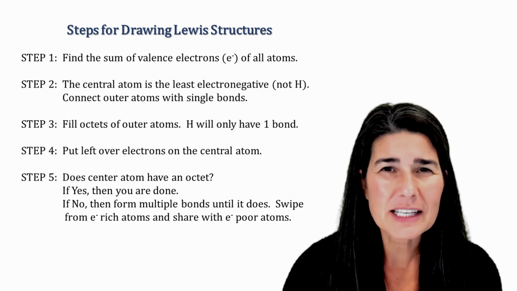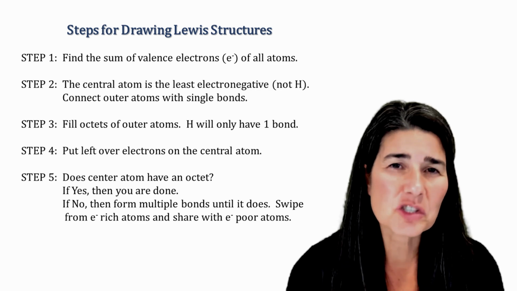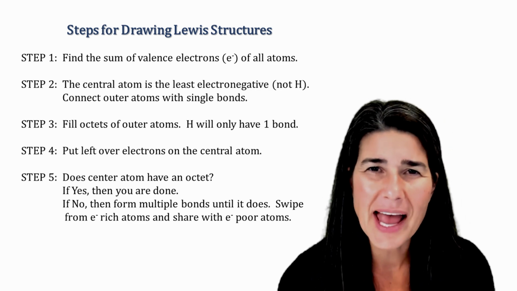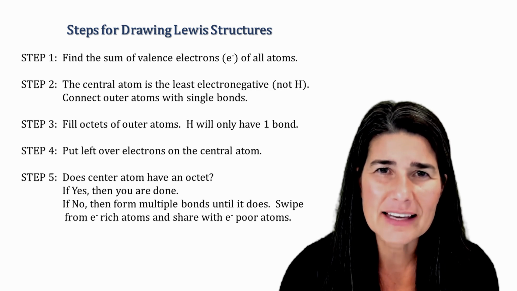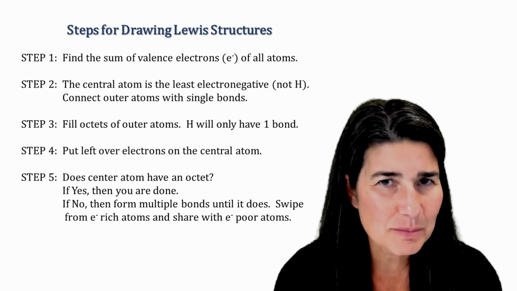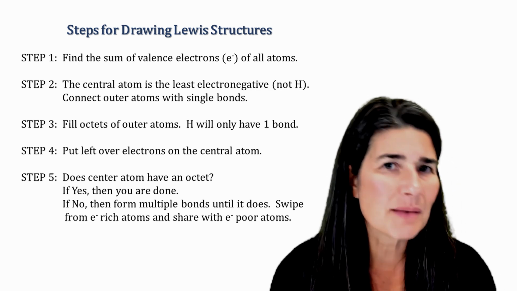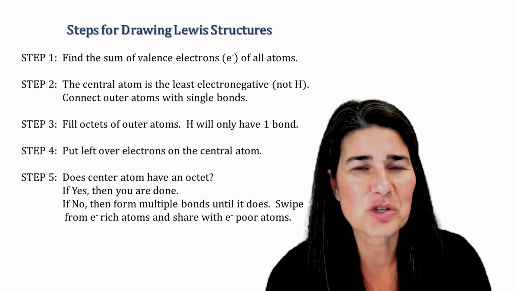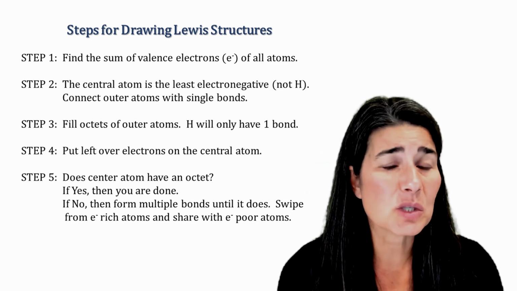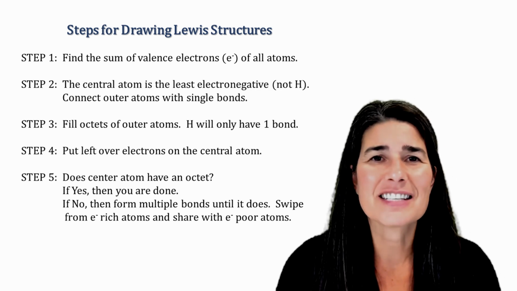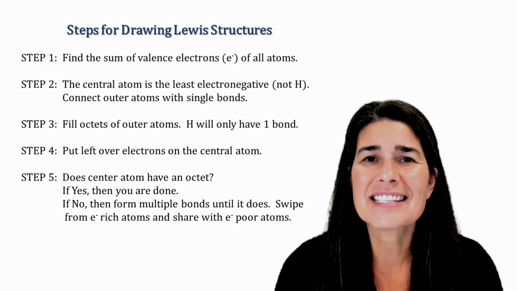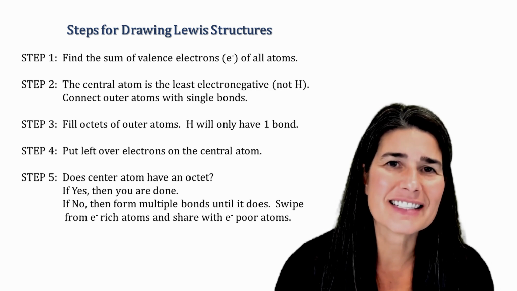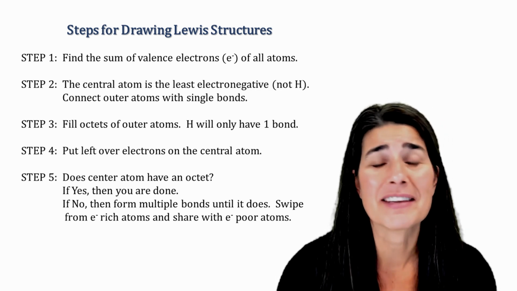The way that we're going to do that, we're going to swipe electrons away from the electron-rich atoms that are on the outside, and we're not going to give them to our center. We're not going to give them to the electron-poor atoms, but we're going to share with the electron-poor atoms. We're going to swipe and share to make those multiple bonds until those atoms that should have an octet indeed do have an octet.